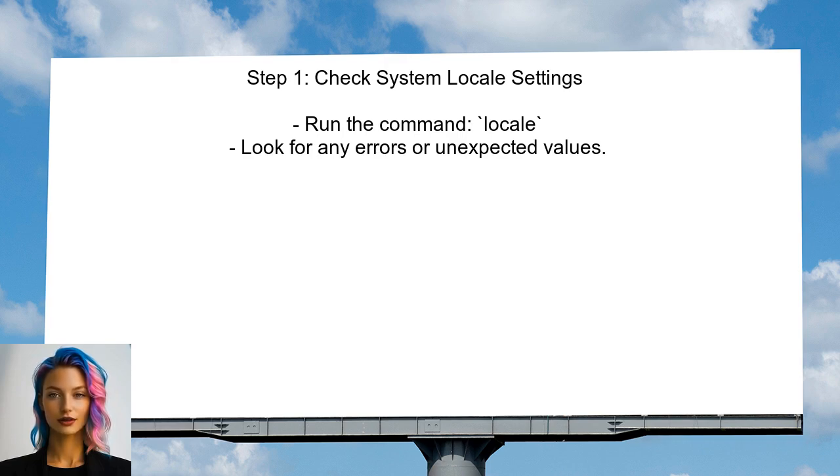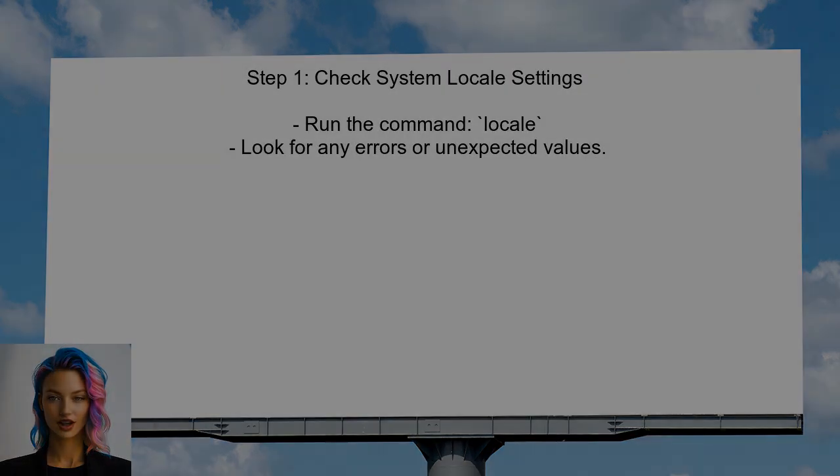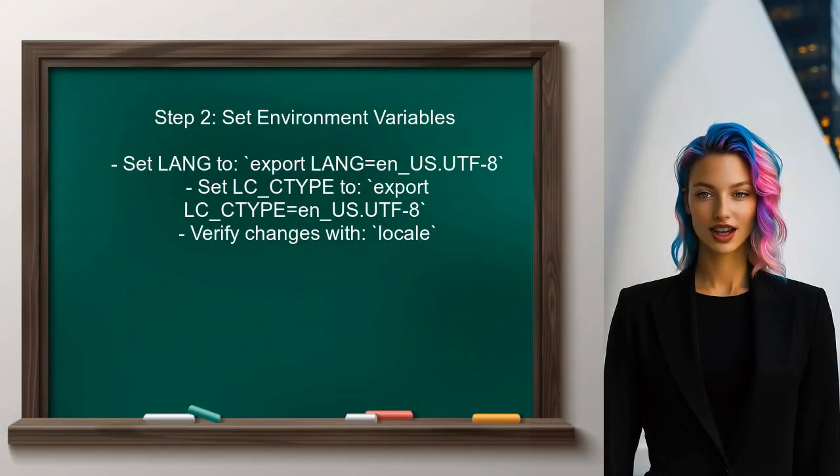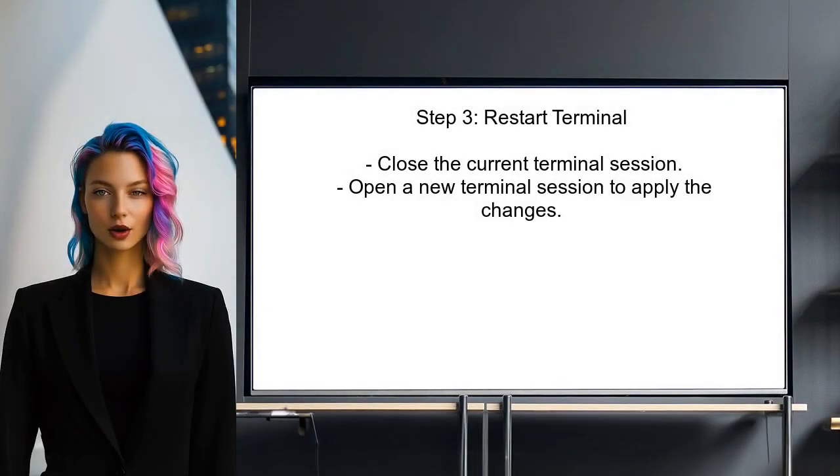To address the issue of locale.getpreferredencoding returning ANSI_X3.4-1968, the user should first check their system's locale settings. This can be done by running the locale command in the terminal. Next, the user should ensure that the environment is set to use UTF-8 encoding. This can be done by setting the LANG and LC_CTYPE environment variables appropriately. After adjusting the locale settings, the user should restart their terminal or session to apply the changes. This ensures that the new settings take effect.